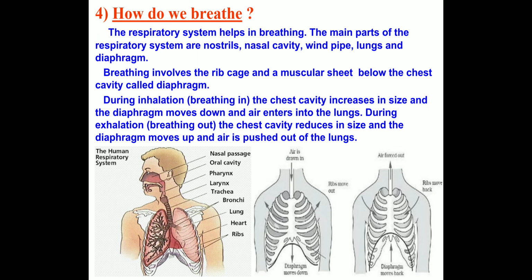Then, how do we breathe? Children, the respiratory system helps in breathing. The main parts of the respiratory system are nostrils, nasal cavity, windpipe, lungs, and diaphragm. Breathing involves the rib cage and a muscular sheet below the chest cavity called the diaphragm. During inhalation, that is breathing in, the chest cavity increases in size and the diaphragm moves down, and air moves into the lungs. During exhalation, that is breathing out, the chest cavity reduces in size and the diaphragm moves up and the air is pushed out of the lungs.